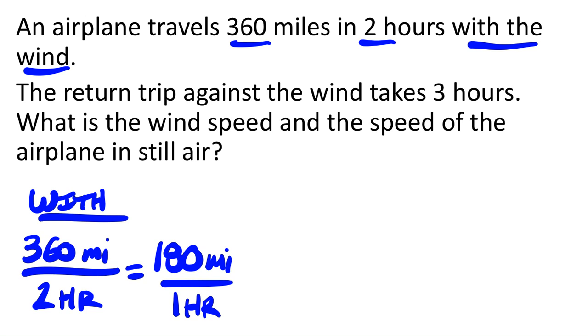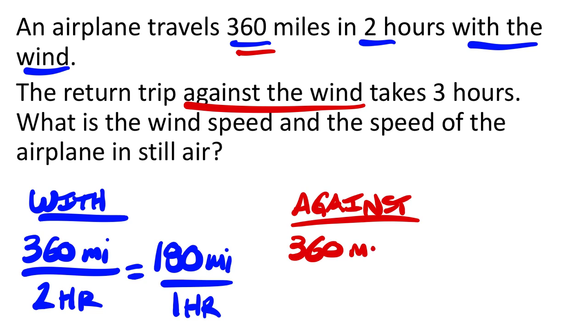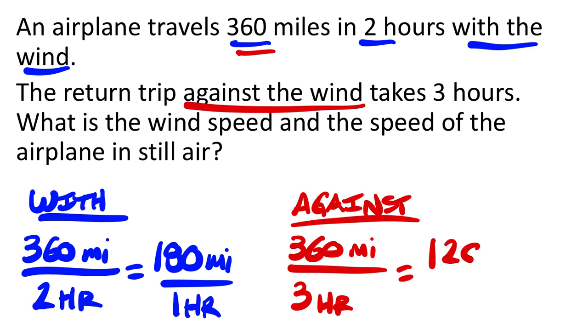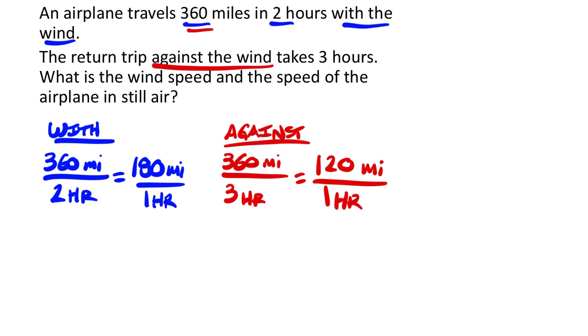Then I'm going to go against the wind. So against the wind, it's the same 360 miles, right? But this one's going to take 3 hours, and you'll notice that the rate of speed here for this airplane is much lower at 120 miles per 1 hour. So if it goes at 180 miles per hour with the wind, and against the wind it's going 120 miles per hour, all I need to do at this point is look at the average of these two.